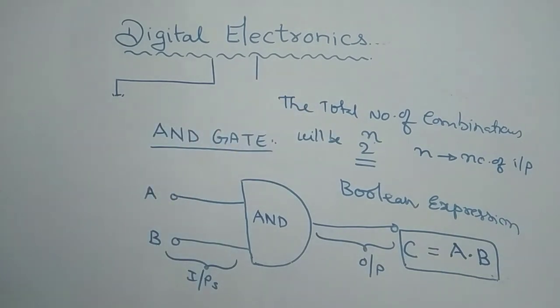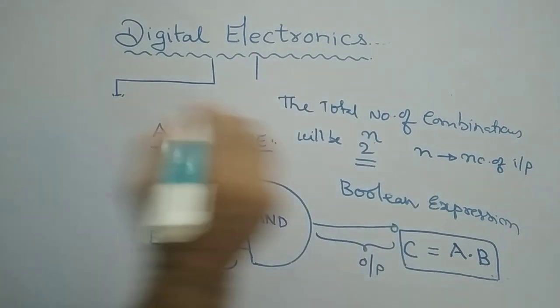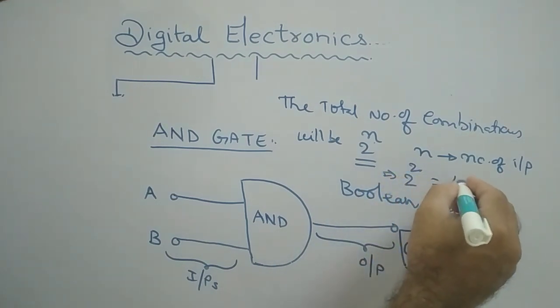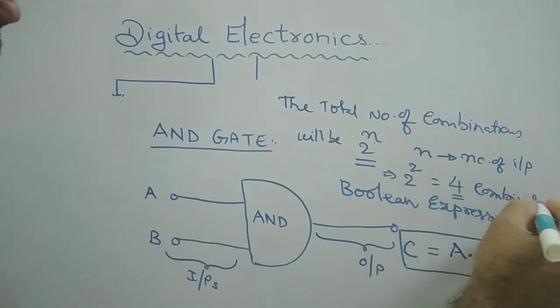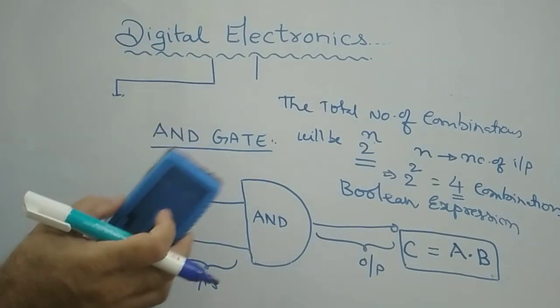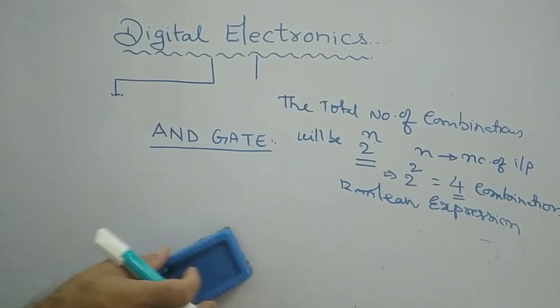If you substitute at the place of n, it is simply 2 square. 2 square is nothing but 4. That means 4 combinations will come. What are those 4 combinations? That is important.